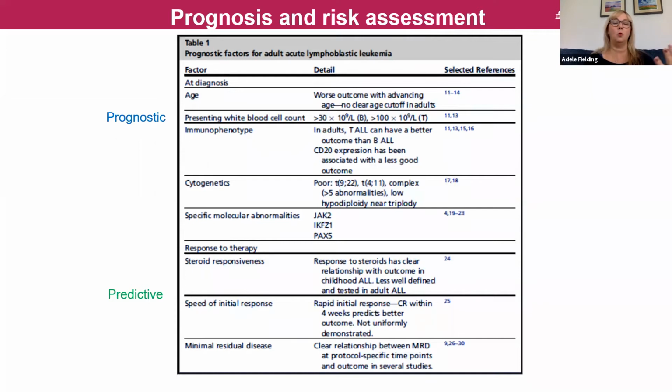So, for example, whether you have a good response to steroids when you first start taking them, the speed of your initial response, and absolutely critical is this one, minimal residual disease. There's an extremely clear relationship between minimal residual disease at certain time points and outcome. And it can definitely be one of the most important factors leading to how we try to change and guide treatment. Could I have the next slide, please?